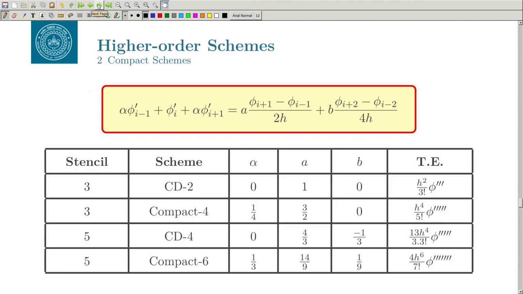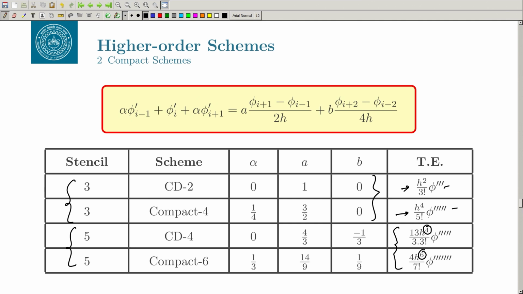So, this is just a comparison. These 2 are 3 point stencils and these are 5 point stencils. And these are the coefficients that we have got for alpha, a and b. We have discussed earlier, and you can see this is the trailing edge error. For the CD2 you have h square, and for the compact you have h4, right. So, this is the 2nd order accurate system and this is the 4th order accurate system, but the number of points in the stencil remains the same. And if you compare the CD4 and compact 6, they both require a 5 point stencil, but the order of accuracy in the CD4 is 4 and for the compact it is 6, right.